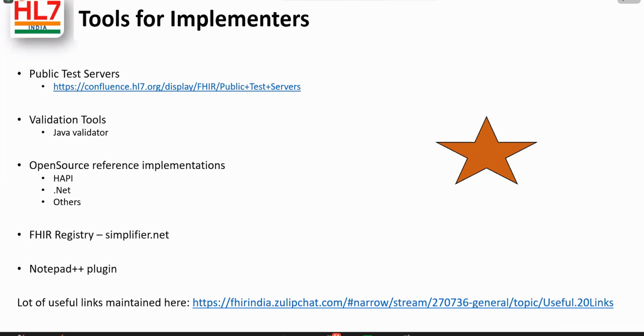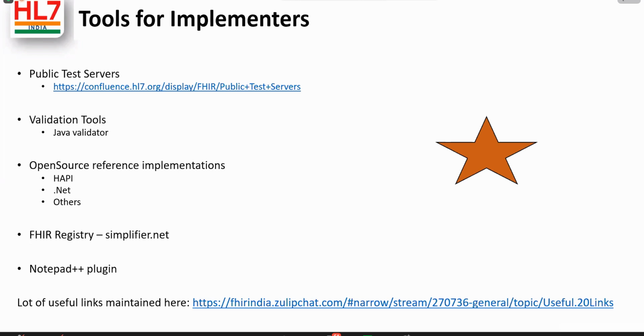Validation tools, right? So you know the validation jar, right? Using which you can validate a particular resource for a particular profile in the IG, right? And it also does the conversion, and it also does a lot of things. So there are validation tools. Then there are open source reference implementations, not just the server, but also the client, right? You can make use of them.